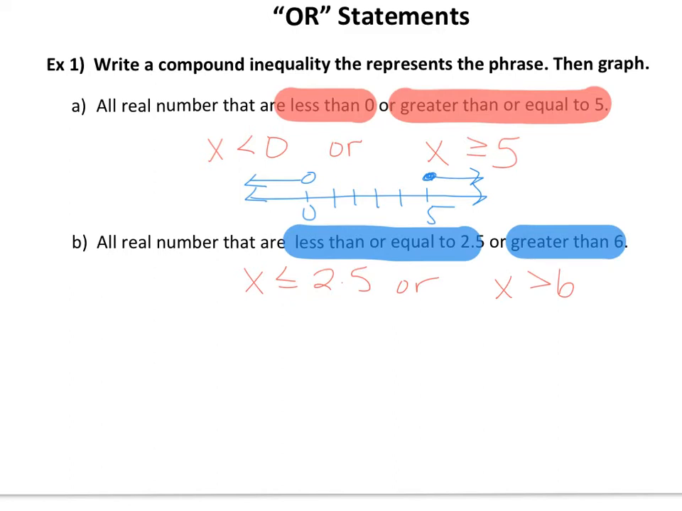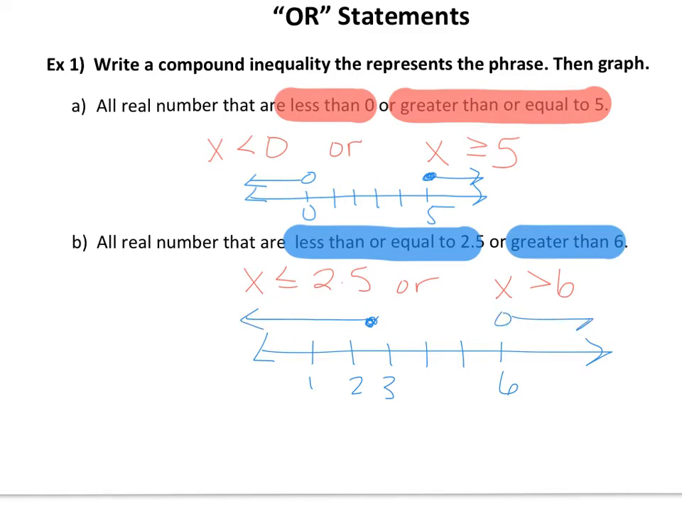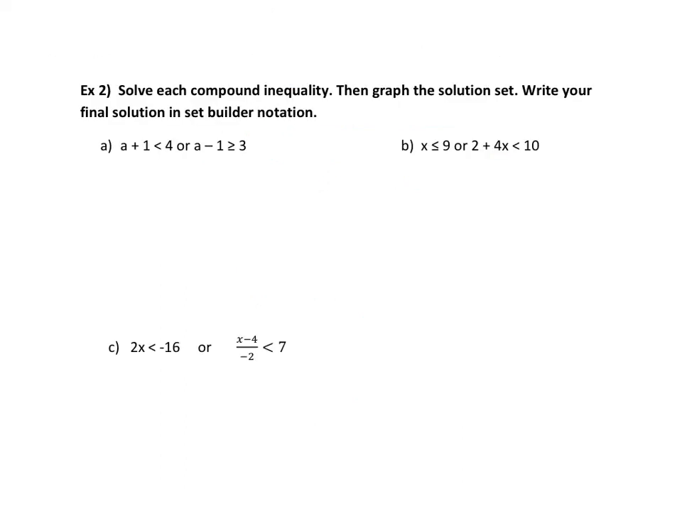If we take a look at the number line, 1, 2, 3, 4, 5, 6, put 2 here, 3. At 2.5 I have a closed circle heading out, and at 6 I have an open circle heading out. Again, usually your or statement will look like that. All right, let's go to the next page.